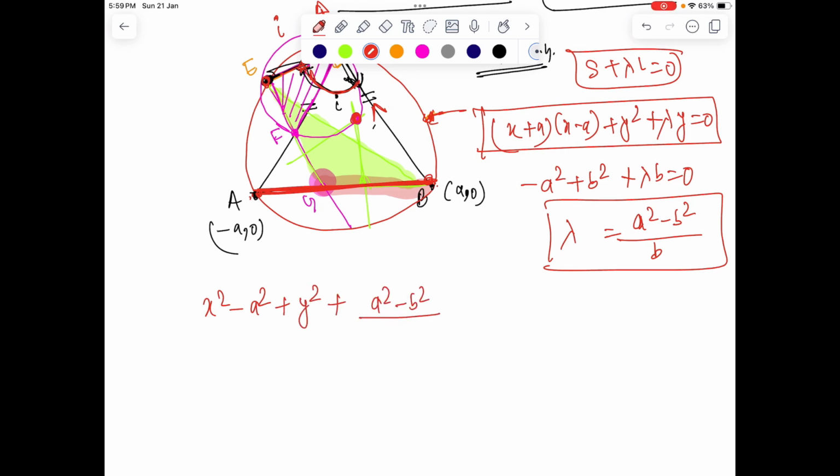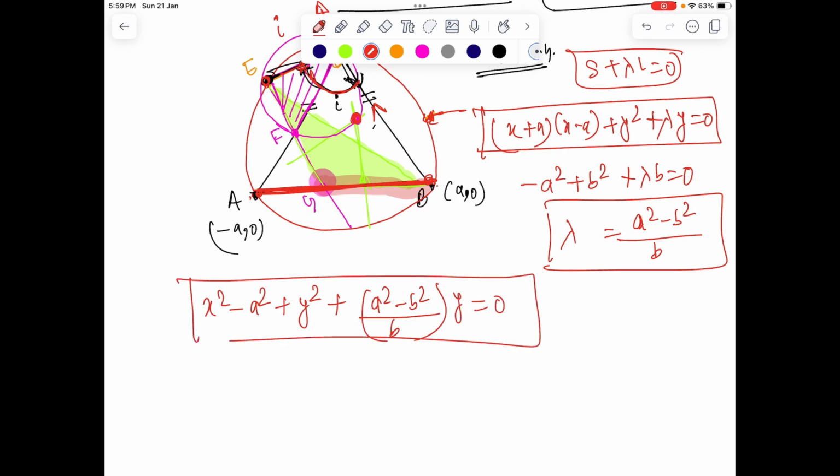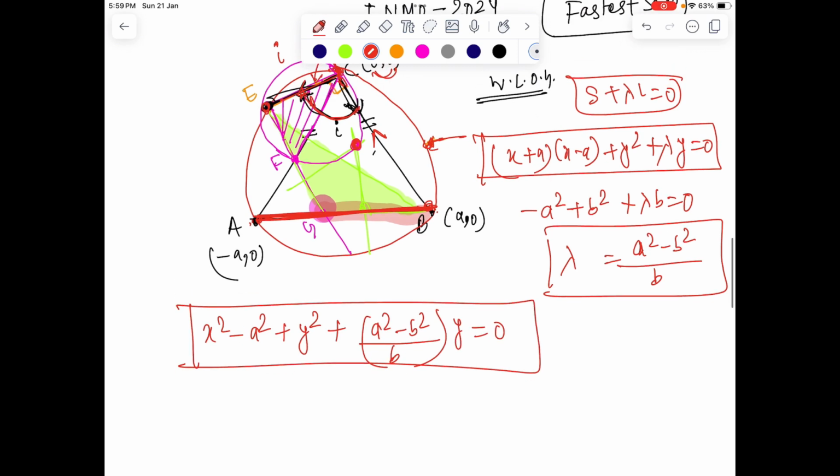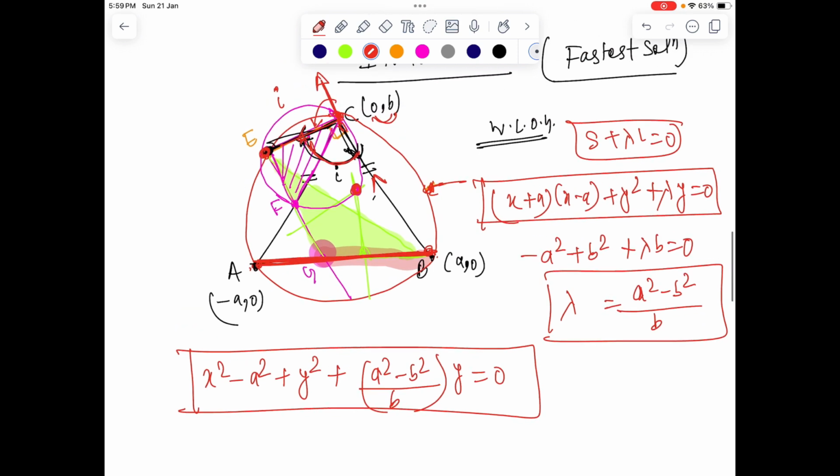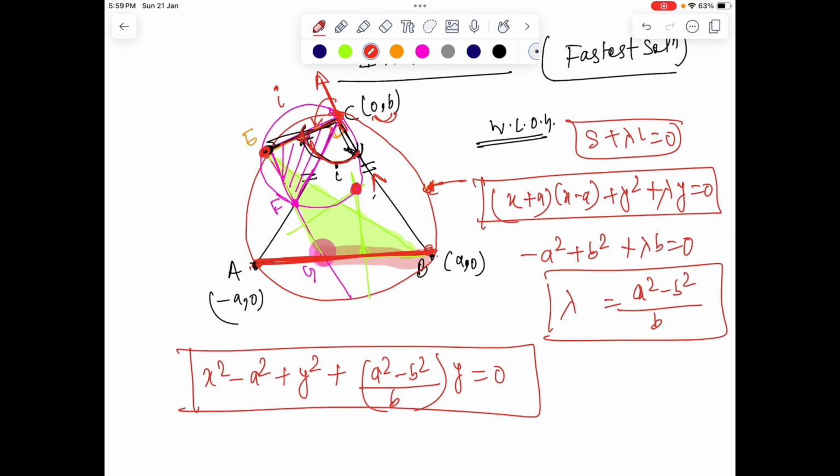If I put this back in the equation, we'll get x squared minus a squared plus y squared plus ((a squared minus b squared) over b) times y equals 0. So basically this is the equation of this red circle.